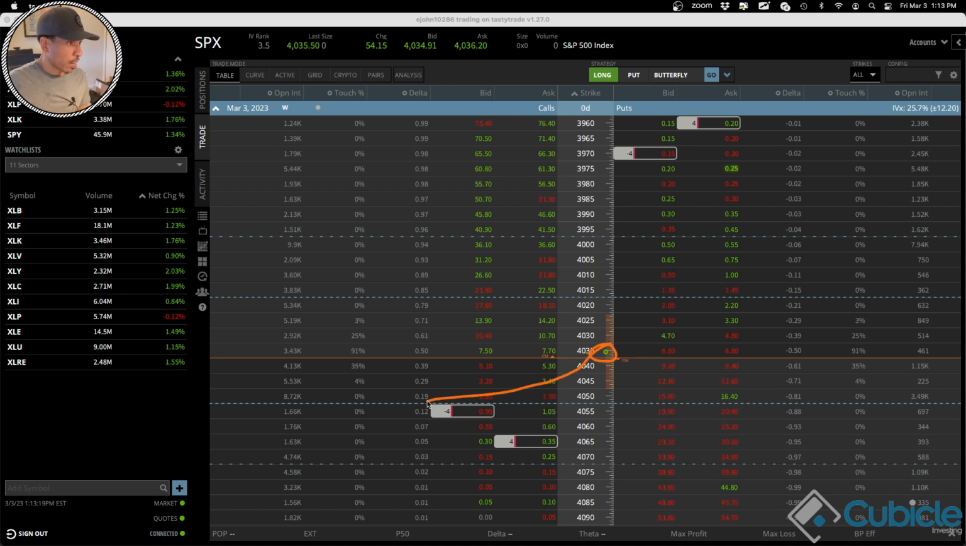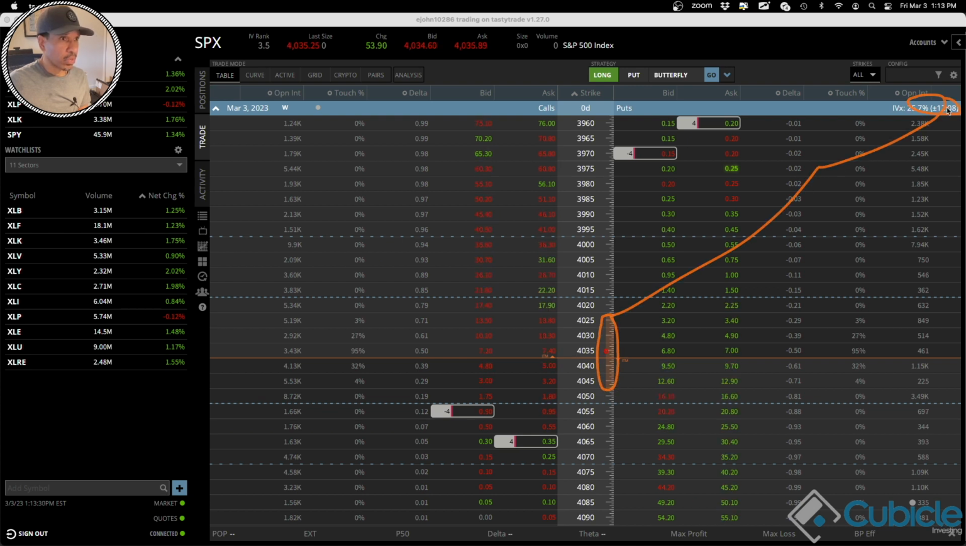But yeah, I'm not going to jump out of this position here. I'm going to let it ride. And as we can see here, the expected move has contracted even more. So now it's at 12. Right, it's at 12 now. Looks like it's going to 11.